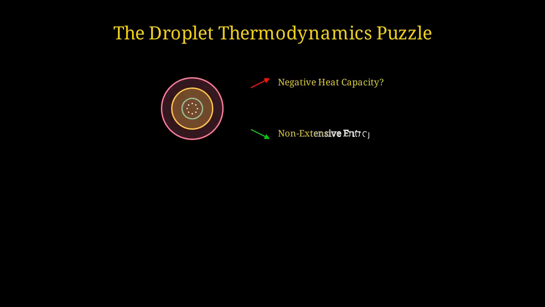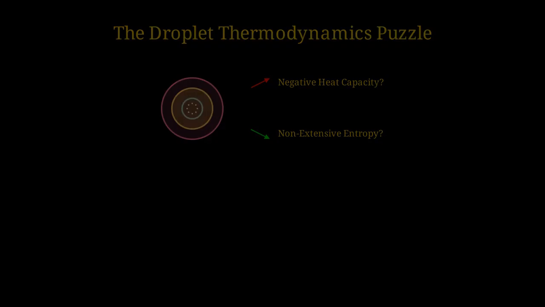Welcome to one of the most fascinating puzzles in modern physics, the strange behavior of tiny droplets that seems to break the laws of thermodynamics. At the nanoscale, tiny droplets exhibit bizarre properties: negative heat capacities and non-extensive entropy. These phenomena challenge our fundamental understanding of thermodynamics. Let's first understand what makes droplet thermodynamics so puzzling.